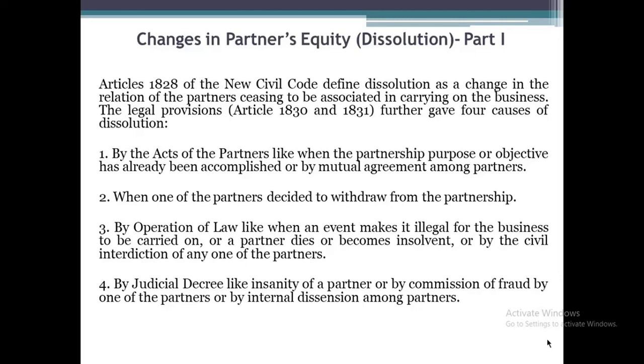Or by the civil interdiction of any of the partners. Like for example, dedemanda yung isang partner laban sa mga ibang partners.